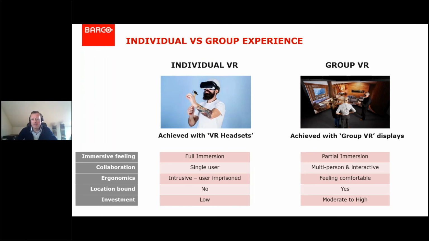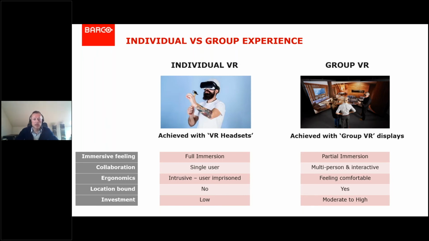Group VR, you're using see-through glasses, so you still see each other, you still see the environment next to you, so people feel more comfortable there. In terms of location bound, whereas with individual VR you typically have more freedom where to do that, with group VR solutions, you see in a lot of cases they are at a fixed location. Sometimes they are transportable. There are group VR solutions available, such as transportable cave solutions, which are used, for instance, in exhibitions. But typically, in a lot of cases, they are location-bound fixed installations.